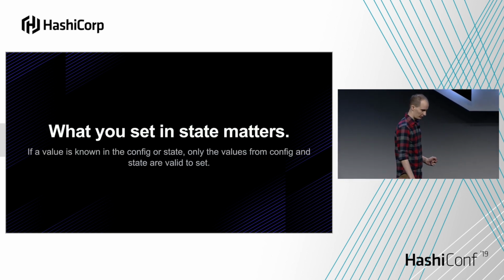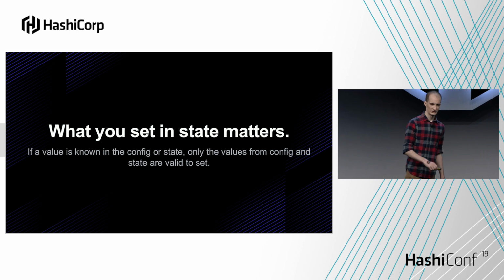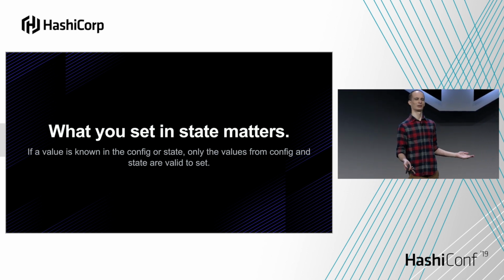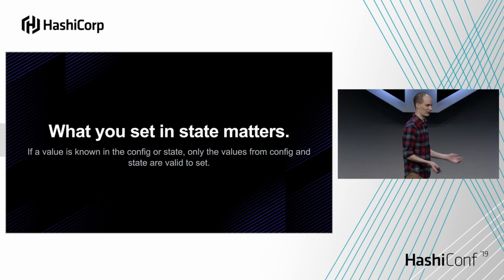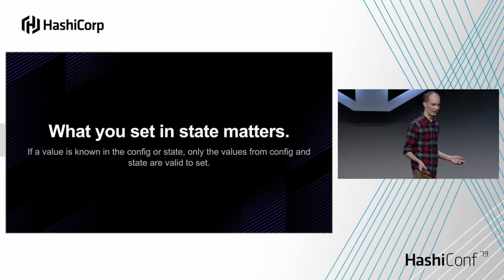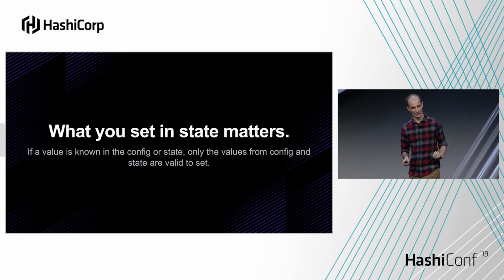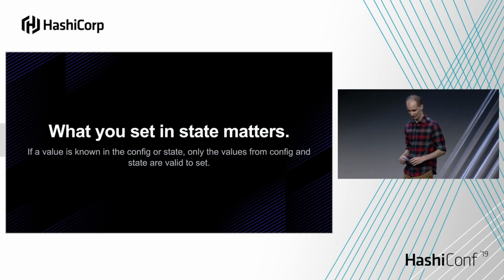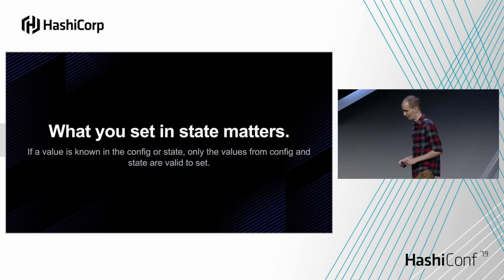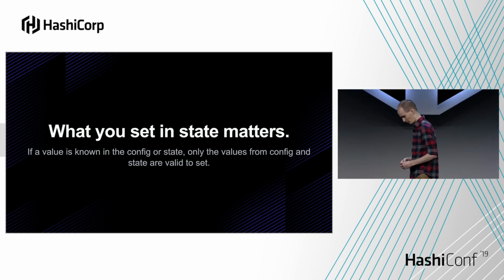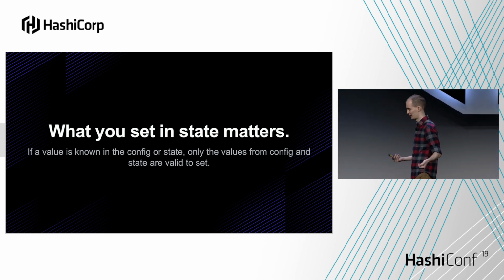So one of the first things that breaks is that what you set in state actually matters. And I know people are like, of course what you set in state matters. Like, that's why I set things in state. I don't just set random data there. But there's actually rules to what you can set in state. And Terraform 0.11 didn't have enough information to enforce them properly, but Terraform 0.12 does. So you're going to be subject to these new rules now, and you can run afoul of them. I know this because I definitely did.